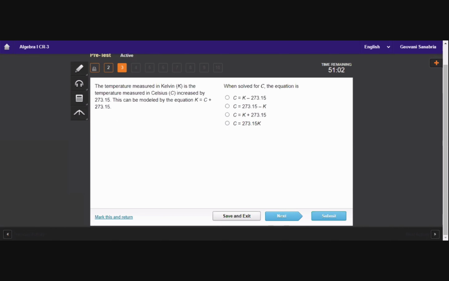Do you want me to show you, or do you think you got it? No, I think I just went to the C instead of the K. So I canceled out the far right side, and then I went under. It should be C equals K minus 273.15. Yep.